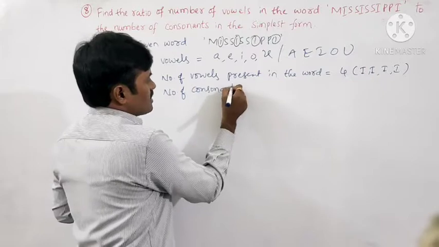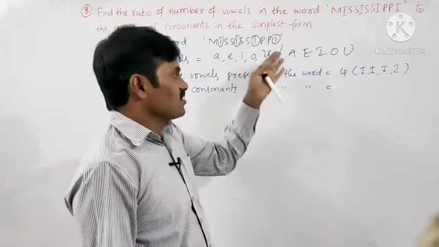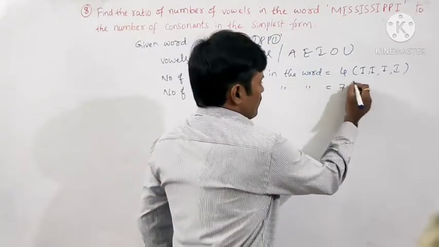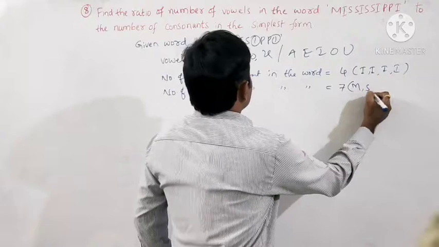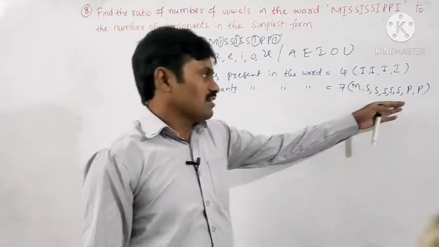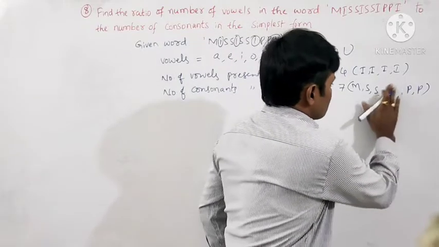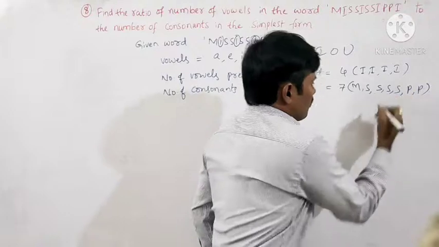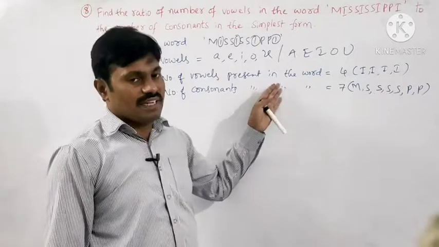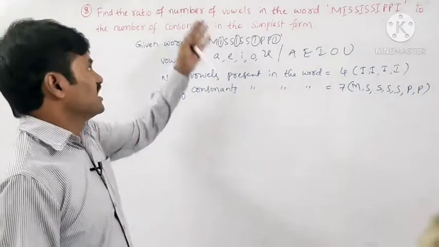Number of consonants present in the word Mississippi. Remaining are consonants itself. Now how many? 1, 2, 3, 4, 5, 6, 7. How many are there? 7. What are those? 1 M, S, S, S, S, P, P. 1 M, 4 S's and 2 P's. 1, 2, 3, 4, only 4 S's. Total how many letters? 1, 2, 3, 4, 5, 6, 7. So how many consonants are present in this word Mississippi? 7 consonants are present. Now they asked us to find the ratio between these two.